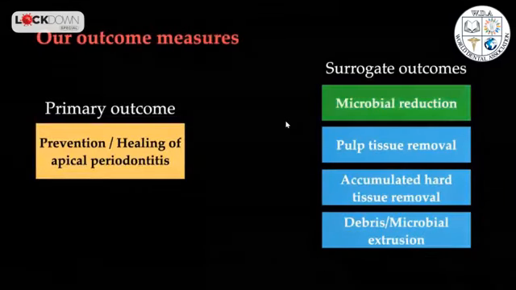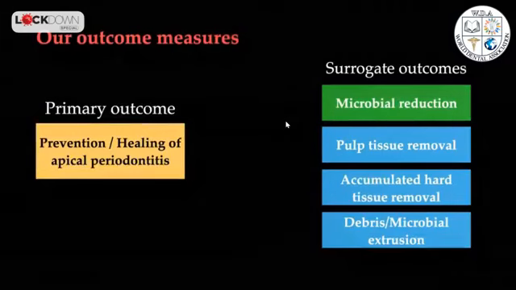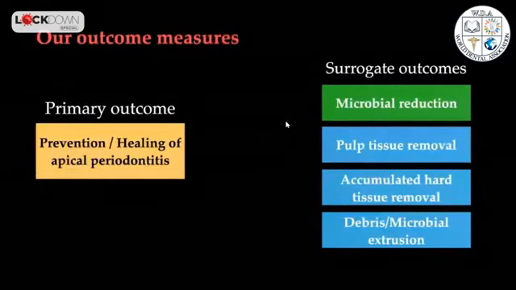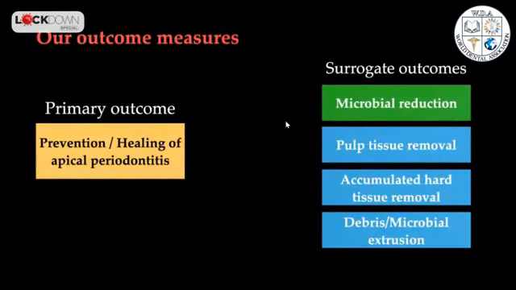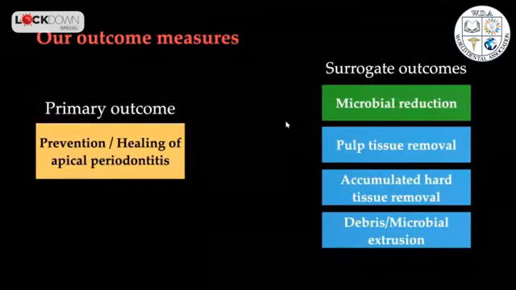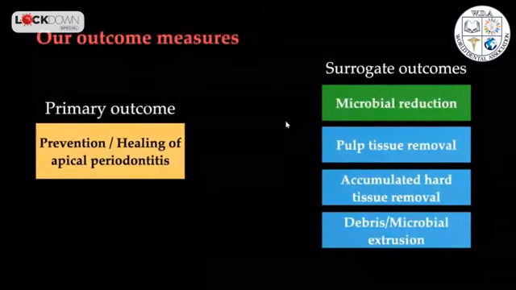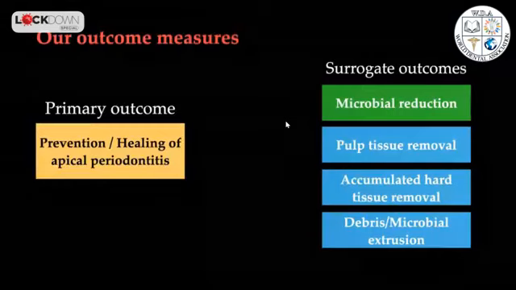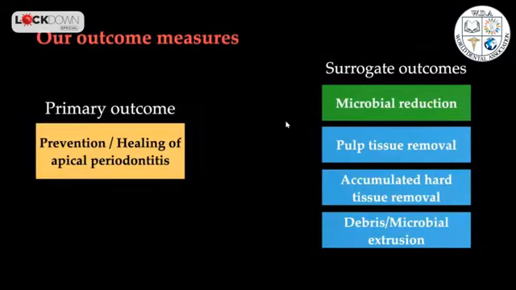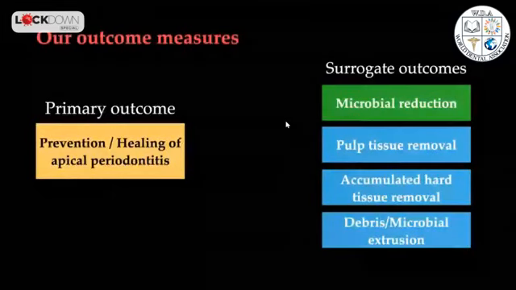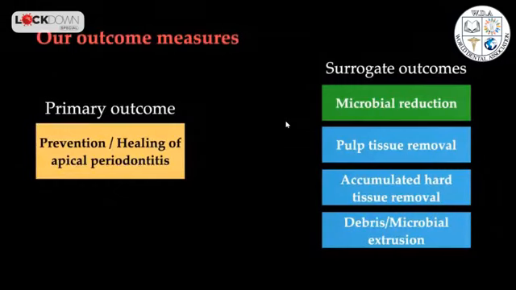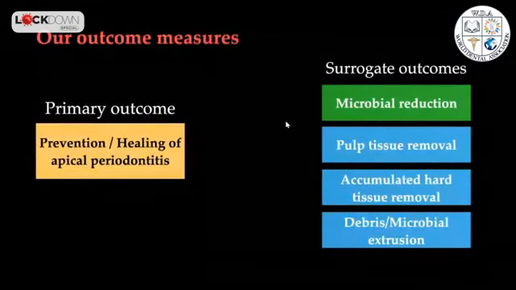However, it has been well documented that the only validated surrogate outcome measure is microbial reduction, which implies that when you reduce microorganisms from the root canal system, you facilitate healing of apical periodontitis lesion. The other outcome measures can be easily linked to healing or to microbial reduction, but there's no direct evidence to show that. Regardless of that, all of these outcome measures are important just from a logical standpoint.